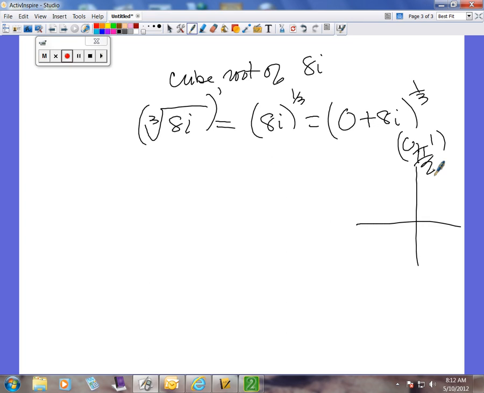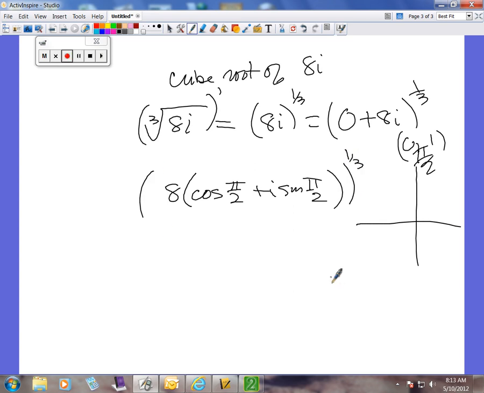How do we find that? Square root of a squared plus b squared. But aren't you just squaring the 8? 8 squared is 64, and then the square root of that again would be 8, wouldn't it? So we have 8 cosine pi over 2 plus i sine pi over 2, and all of that raised to the 1/3, don't we? So all we did was take this and rewrite it in polar form, so we can use the formula that you used on the first two examples.